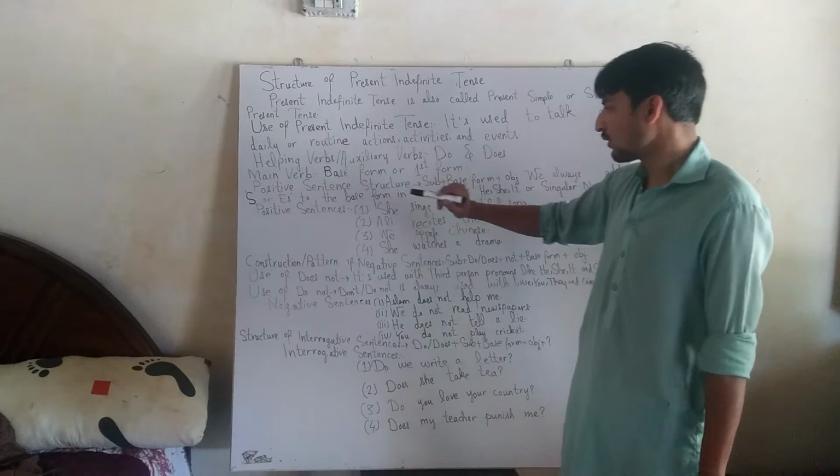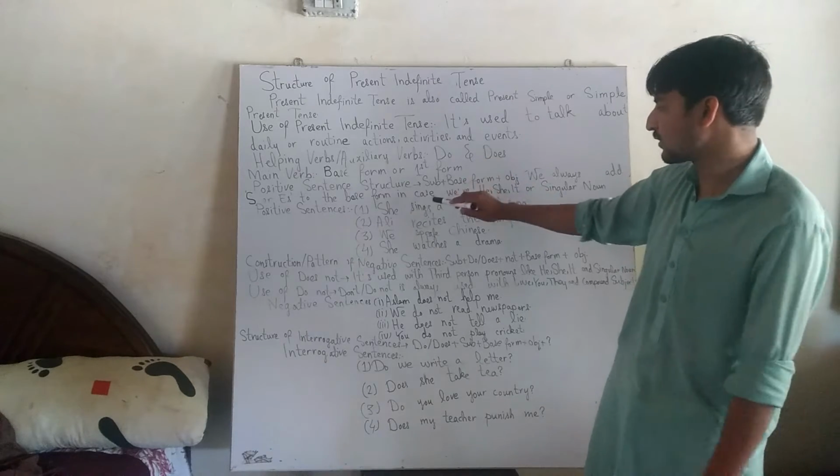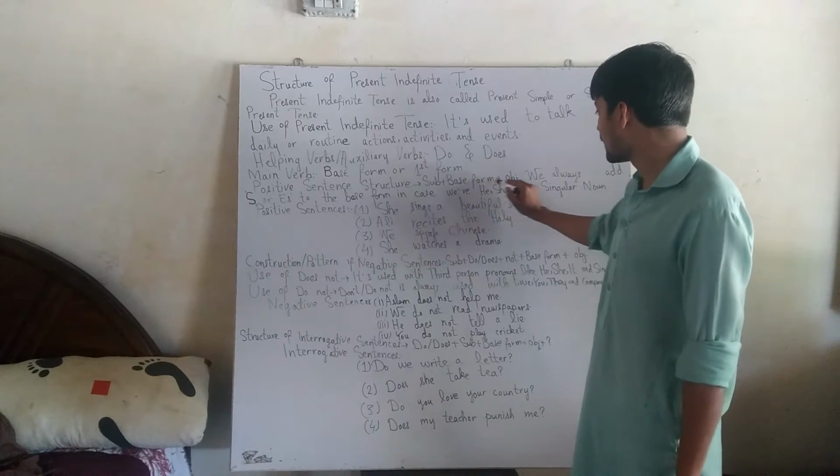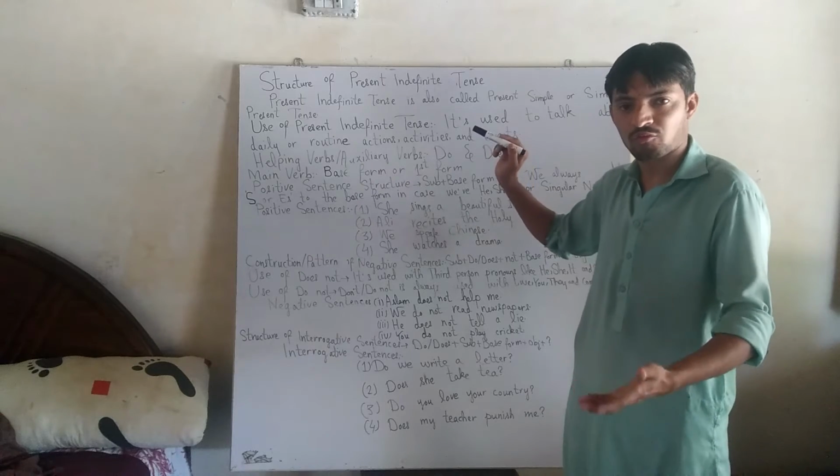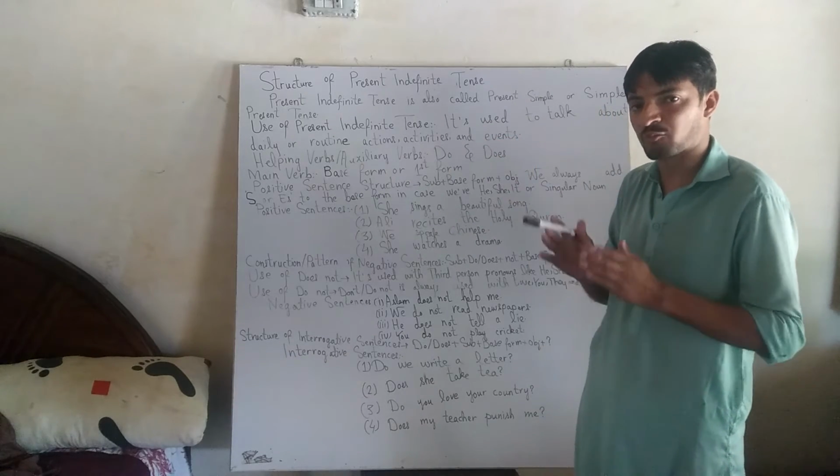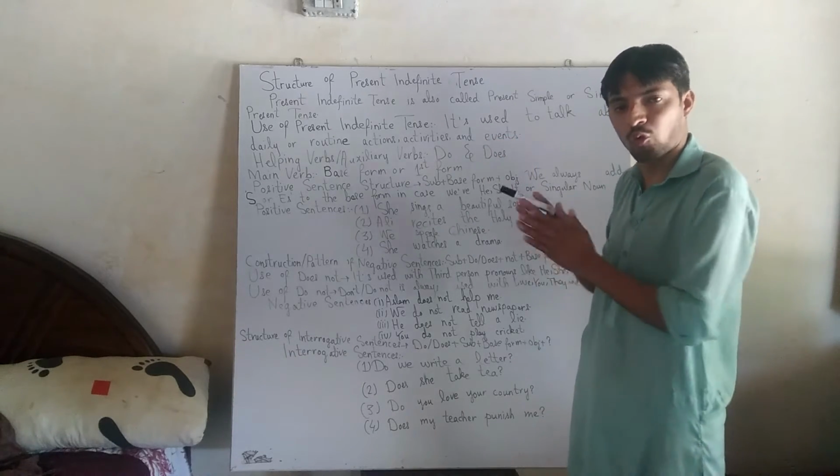Positive sentence structure. Let's talk about it. Positive sentence structure: subject plus base form plus object. So the positive sentence structure is subject plus base form, present form, plus object.